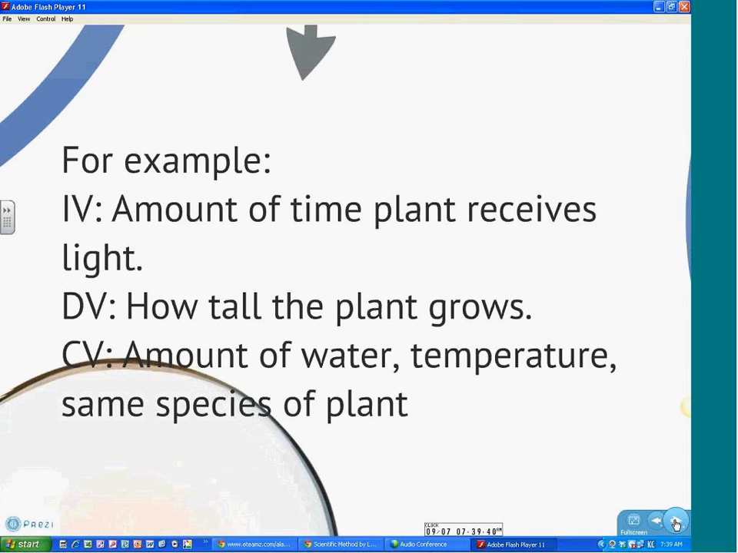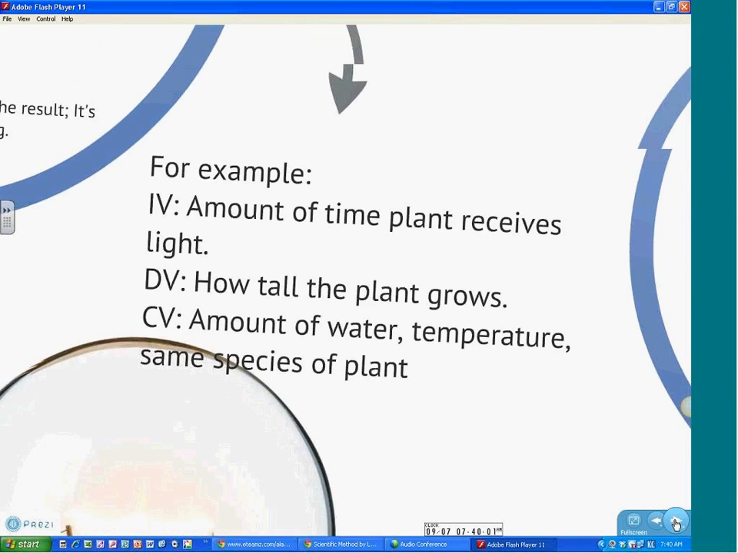Okay, and we've given these examples. Independent variable is the amount of time the plant receives the light. Dependent variable, how tall the plant grows. And the constant is the amount of water, temperature, type of soil, species, everything that we want to keep the same, except for what we're testing. We expect you guys to list out these three variables before you start your experiment, not afterwards, because it really helps you plan out what you're going to do.